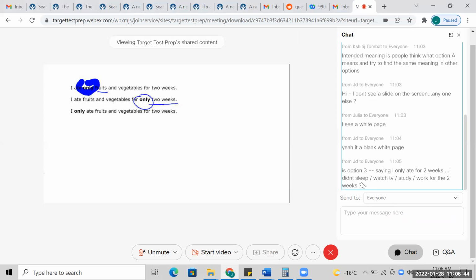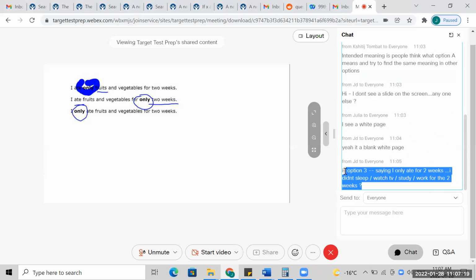Finally, the last one is the one we normally hear people say, I only ate fruits and vegetables for 2 weeks. And this could actually have a couple of meanings, couldn't it? One of them is, as somebody said, the only thing I did was eat fruits and vegetables for 2 weeks. I didn't breathe, I didn't sleep, I didn't watch TV. I only ate fruits and vegetables for 2 weeks. Let me see. I think there's another meaning to this. Oh, 2 weeks.